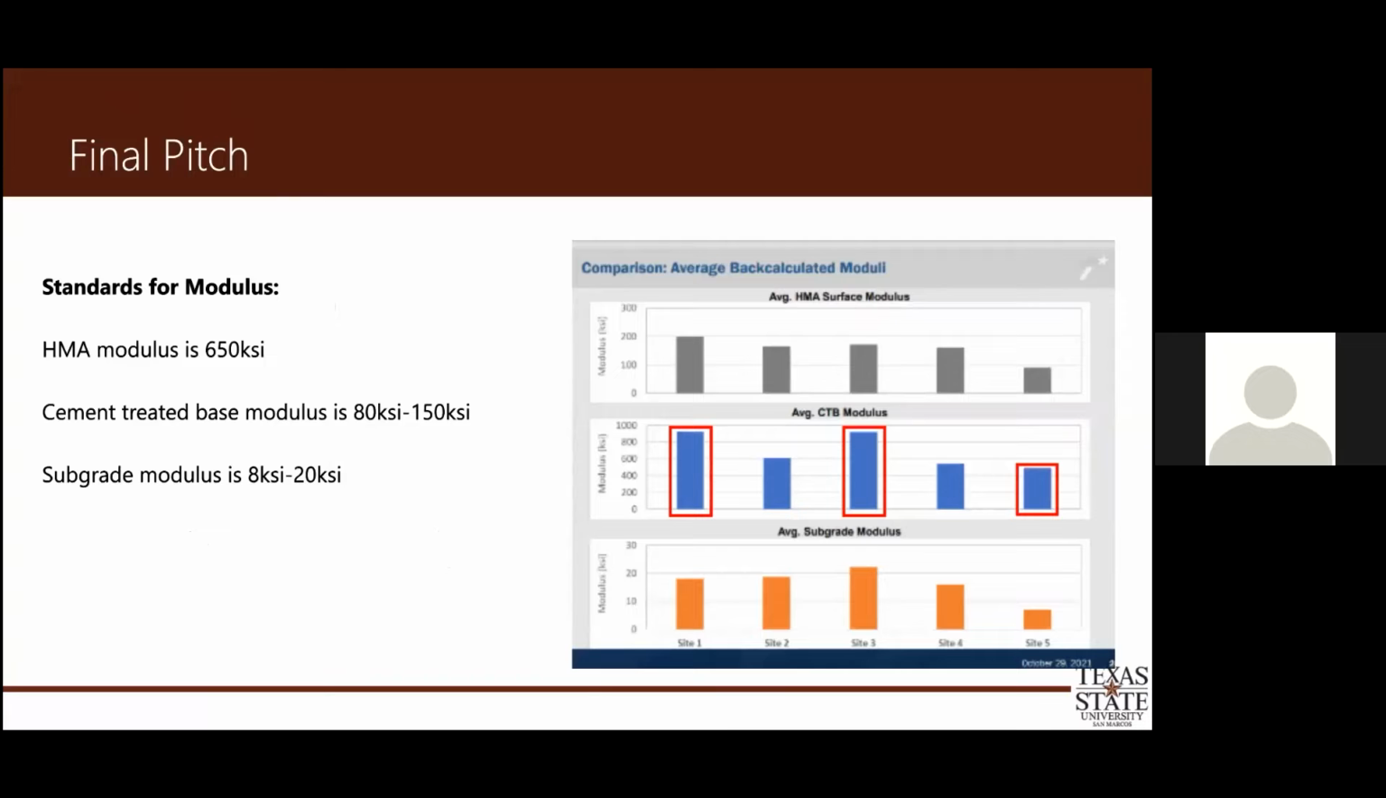We determined that the CTB moduli in sites 1 and 3 were far too high. When the base is too stiff, the deflection increases, which can lead to failure of the subgrade and the surface.